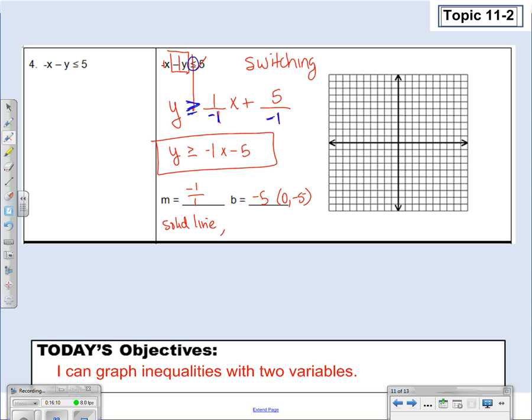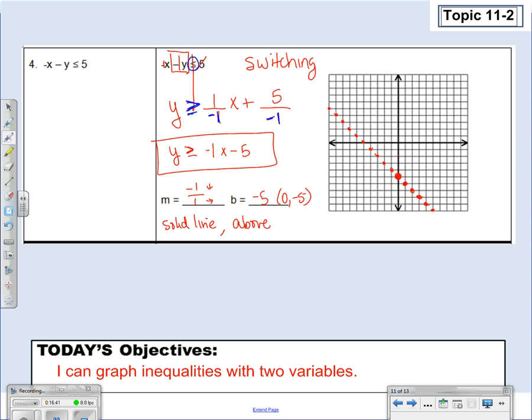And then because it is greater than, that tells us we shade above. Starting with our y-intercept, 0, -5. Our slope is -1 over 1, so that tells us go down 1 to the right 1, down and to the right. And we do have a decreasing pattern. We go up 1 to the left 1 to get our other points.